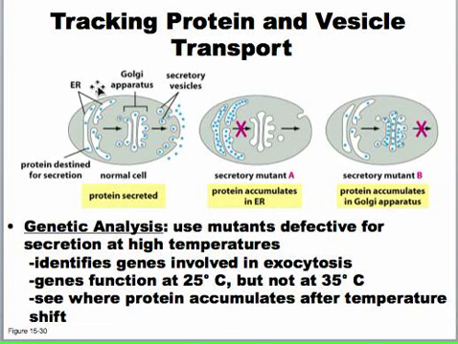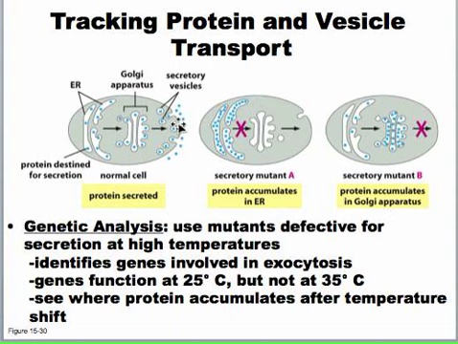So we're going to look at the normal cell first. Here we have a protein that's destined for secretion. It's the light blue dots. This protein is inserted into the ER. Then it's going to bud off in a vesicle, move to the cis Golgi, then through the trans Golgi, and from there it's going to enter into a secretory vesicle, and then it's going to undergo exocytosis.